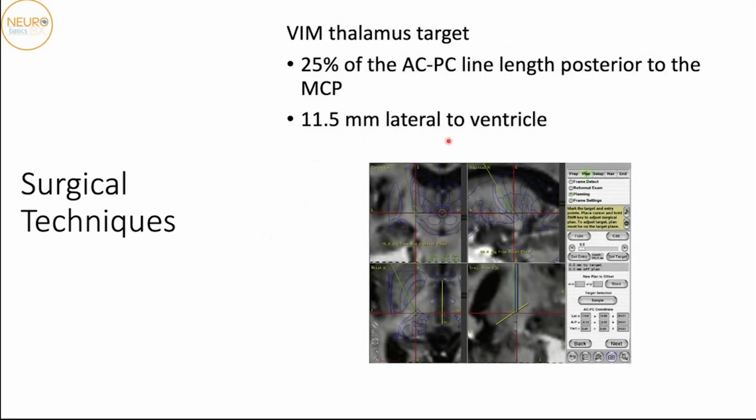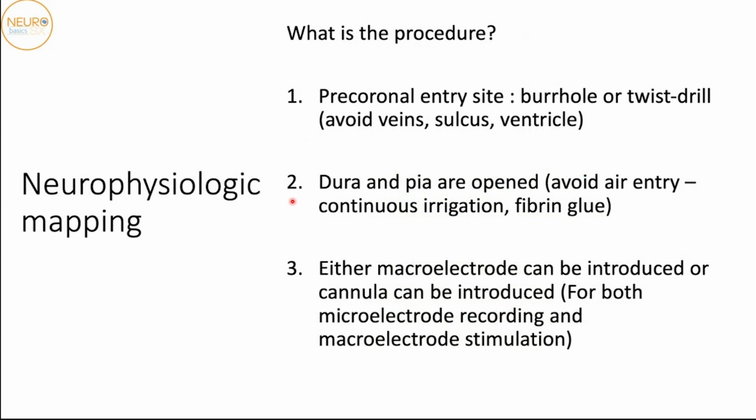Well, the Vim thalamus is slightly more complicated to get. So you draw the ACPC line, and then you mark out 25% of the distance of the ACPC line, and take that posterior to the mid-commissural point. At that point, you go about 11.5 millimeter lateral, and that is how you're going to target the Vim thalamus indirectly. Right, so it's not important to memorize those numbers. The computer is just going to do all that for you.